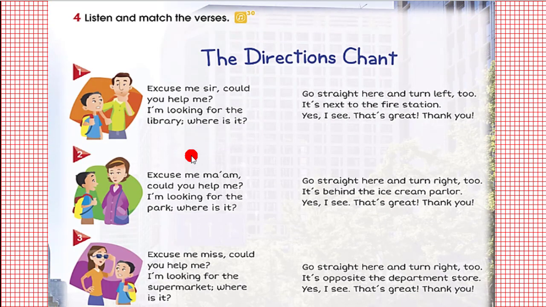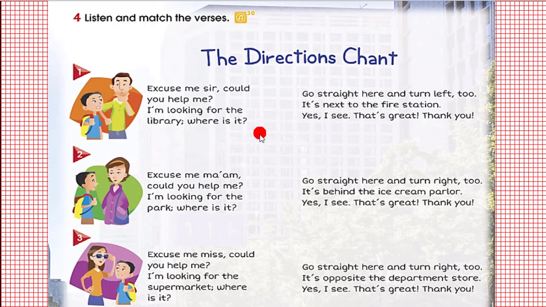Okay. In activity number 4, we are going to sing together. In this case, we are going to need to know the topic for this song. Pay attention. The Direction Chant. Así se llama el nombre de esta canción. Se llama la canción de las direcciones. ¿Ya? Pay attention. We have number 1, number 2, and number 3.